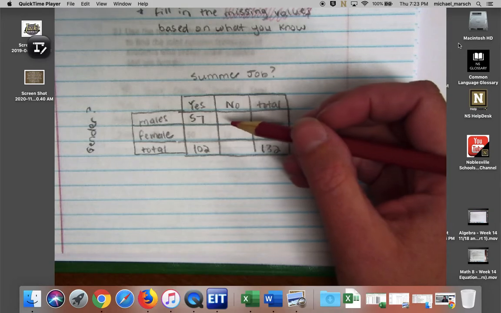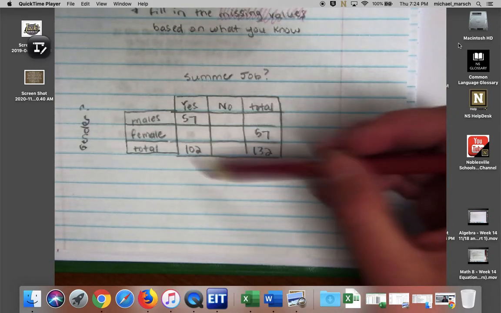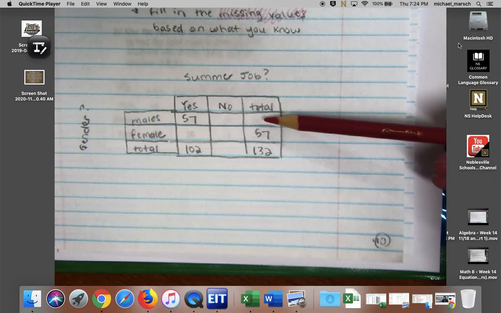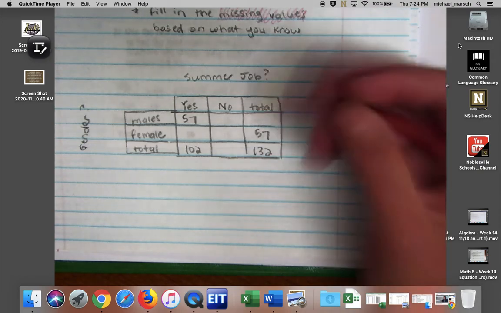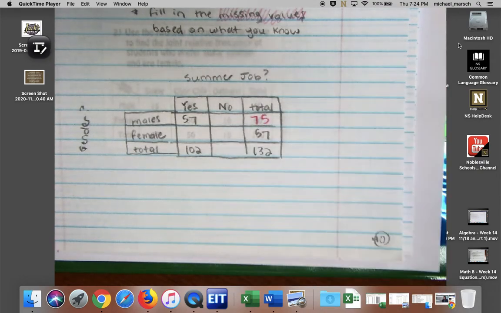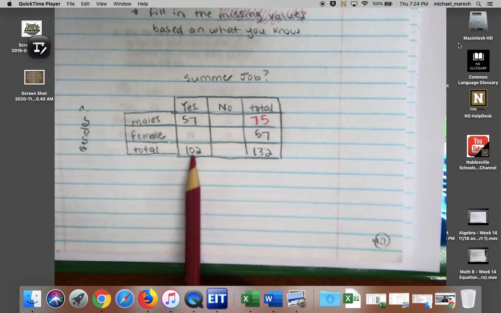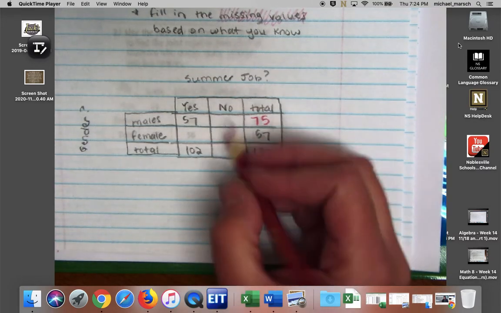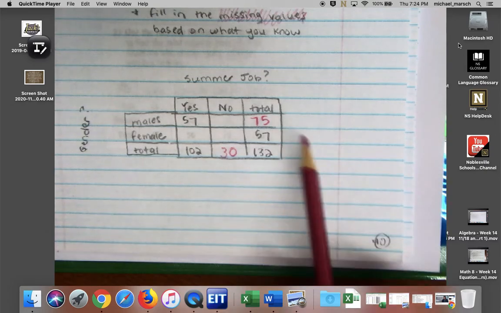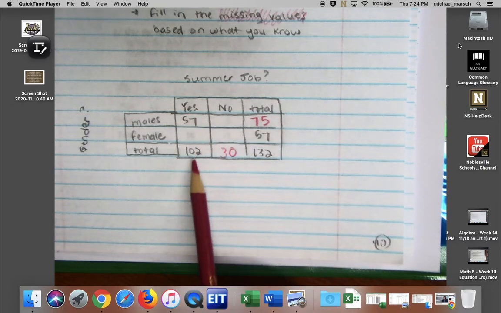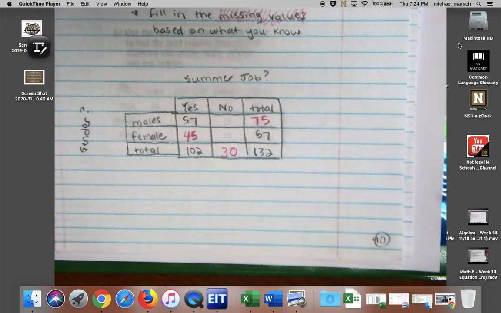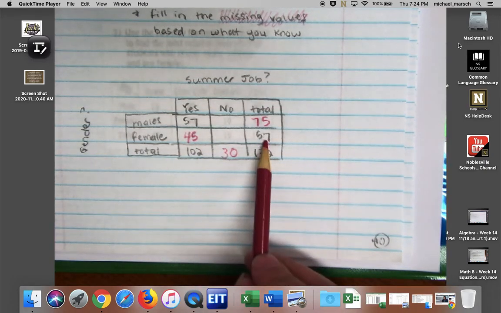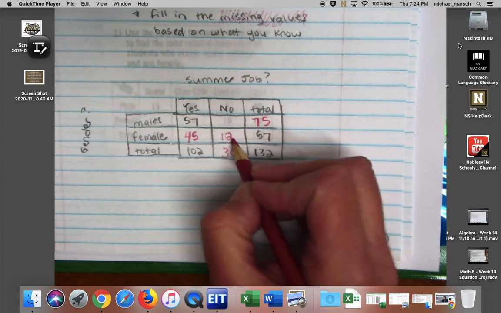Okay, so I'm going to use my amazing deductive reasoning skills, and I know that something plus 57 equals 132. So this is going to be my first plan of attack. If I subtract those, I get 75. Now I can go this way. What plus this gave me 132? Well, that's easy. 30. And then I can go this way, right? If I have 102 yeses that have summer jobs, 102 minus 57 is going to give me 45. And then 45 plus what gave me 57? Well, if I subtract those, I get 12.